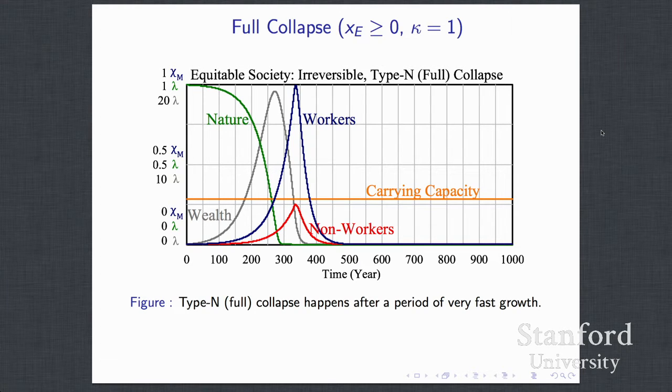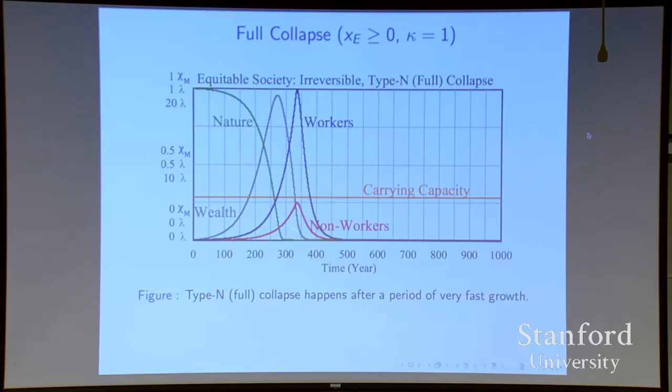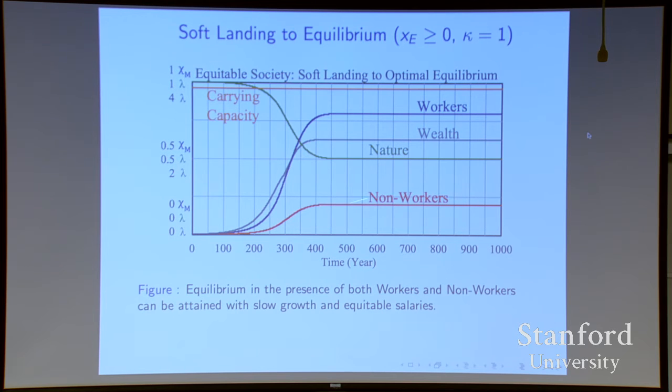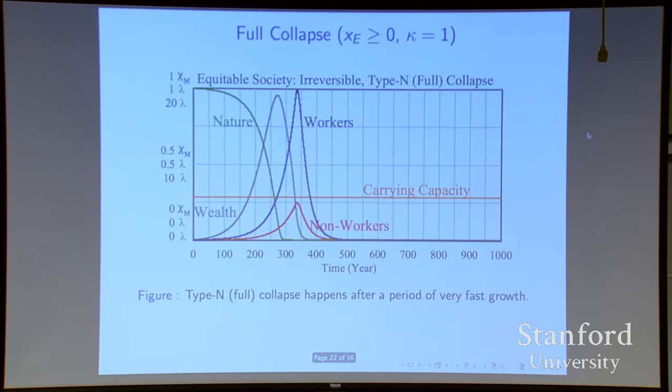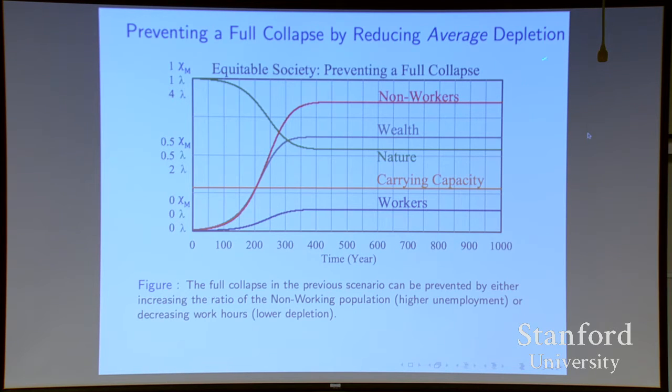So with this equitable society, we did an experiment. We asked, what happens if we want to make this very same system sustainable? Can we make it sustainable by, say, changing the ratio of workers and non-workers, basically by increasing unemployment? One way in this system to reach sustainability is to reduce total depletion, which can be done by reducing work hours per week, or average depletion per capita. And the second way we figured out is to increase the unemployment rate. Everything else is the same, it's just higher unemployment, and it goes into sustainability.